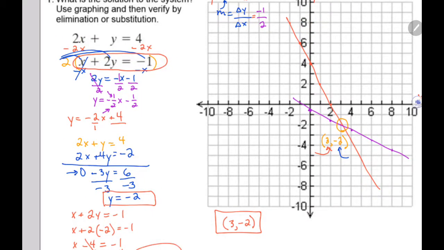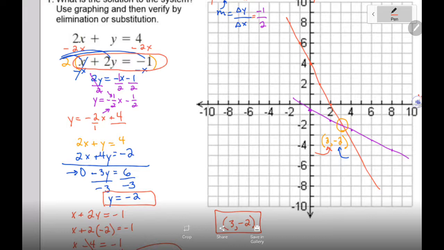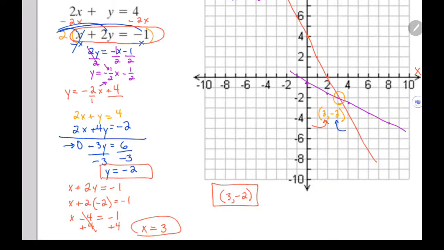They're linear because they make lines. They make this red line and this purple line. And the solution is where they cross. They cross at 3, negative 2.